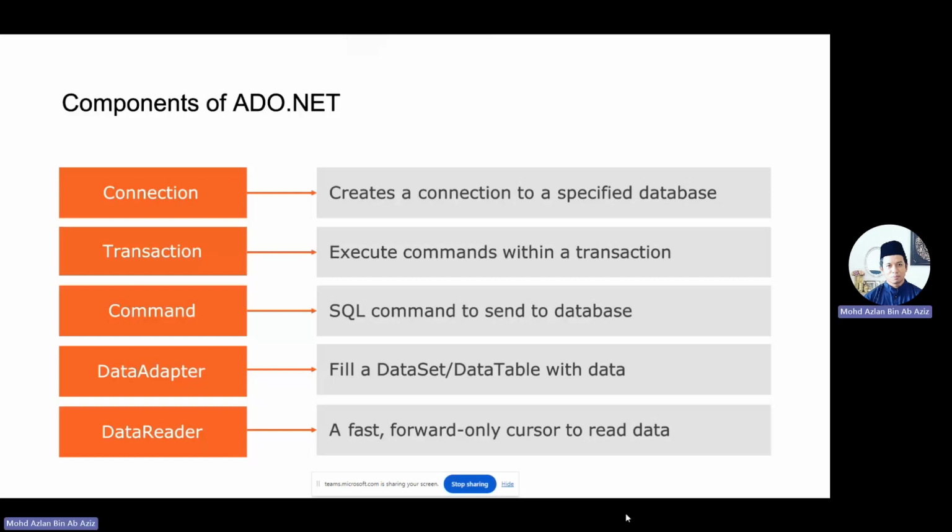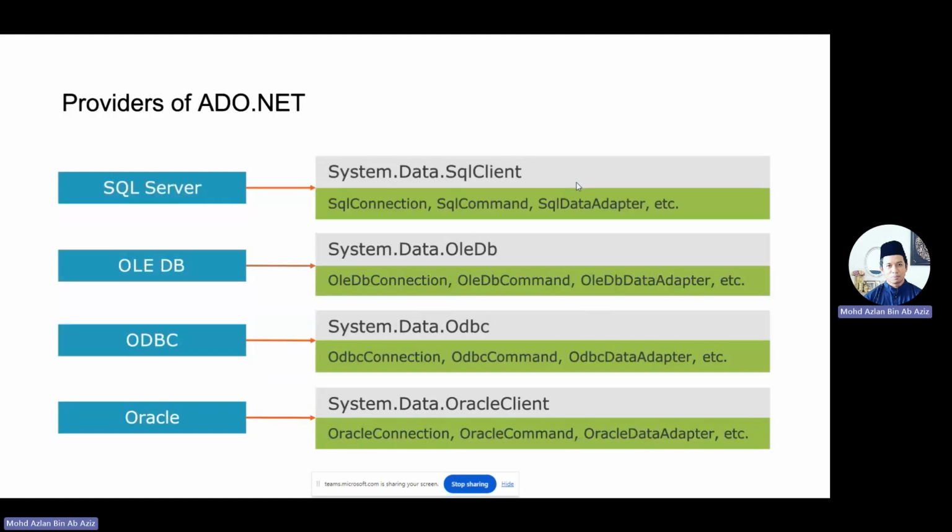So this is another graphical representation of what happens when we have this architecture running in the background. We have the connection that connects to a specified database, a transaction, which executes commands within a transaction. Command consists of SQL commands to send to the database. Data adapter, which will fill a dataset or data table. Data reader, a fast forward-only parser of data.